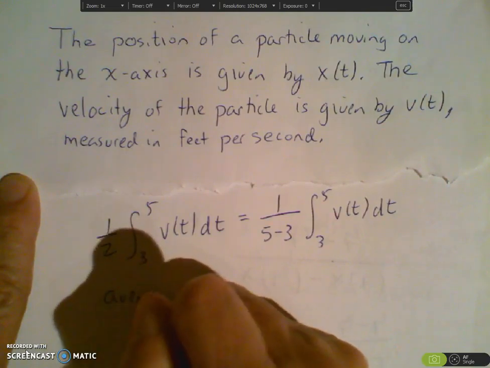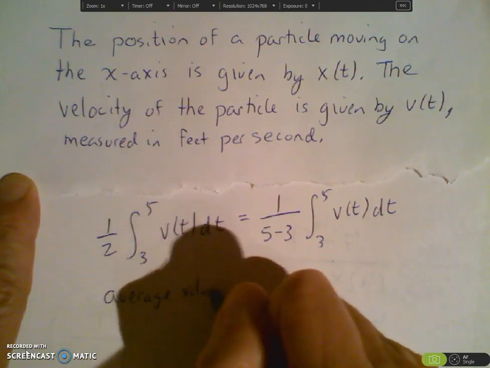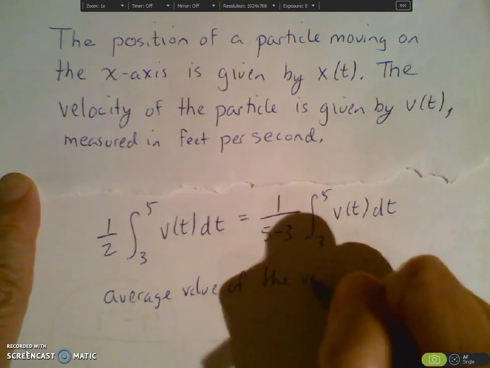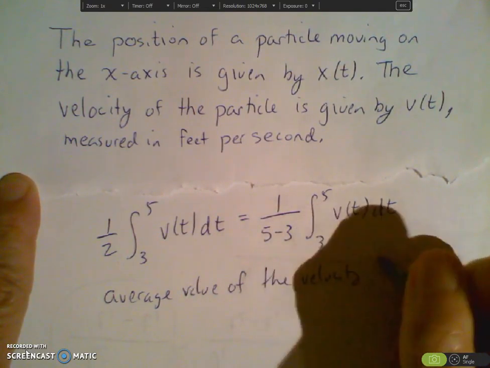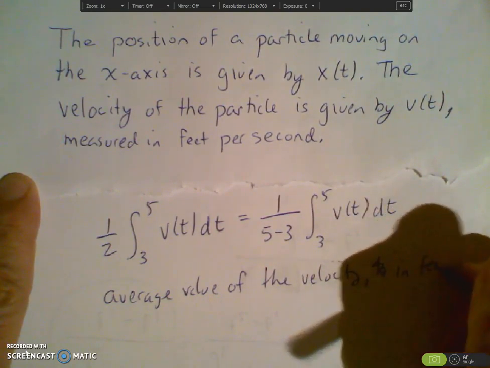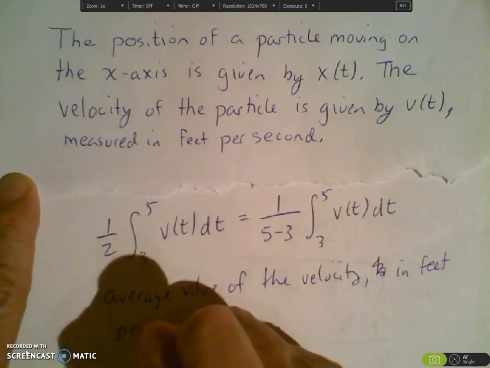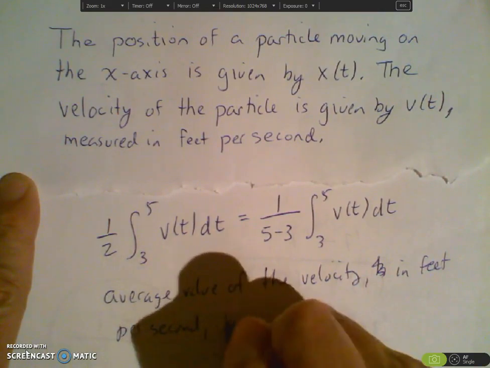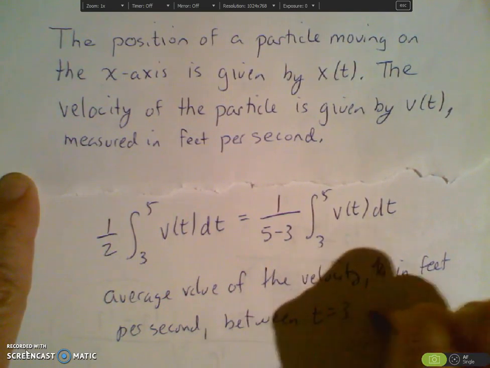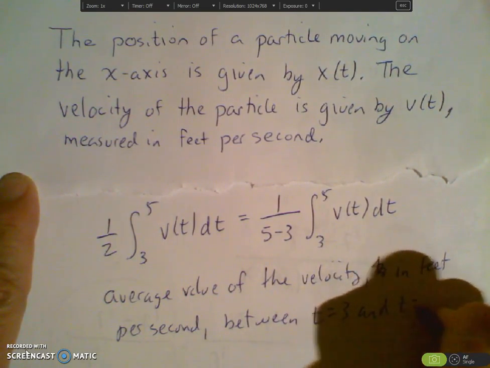So I would interpret this as the average value of the velocity in feet per second between t equals 3 and t equals 5 seconds.